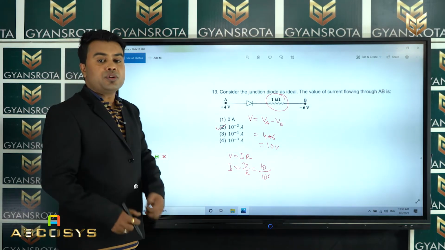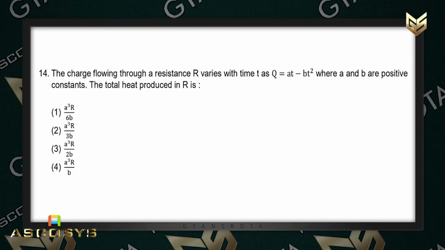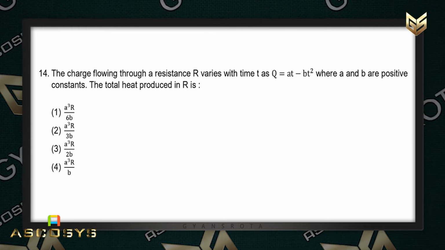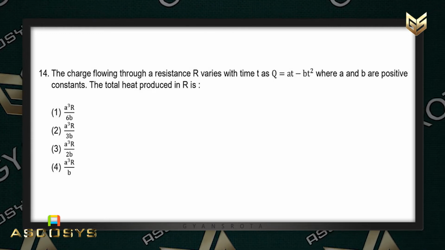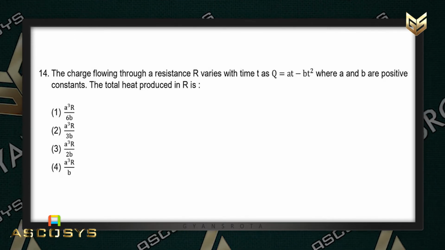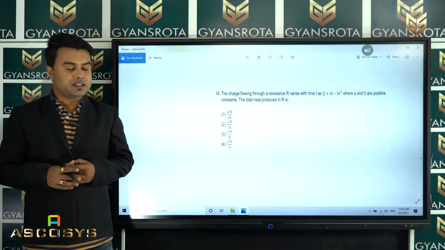Now let us move to the next question, that is question number 14. A charge flowing through a resistance R varies with time t as q equals at minus bt square, where a and b are some positive constants. The total heat produced in R is how much? So you need to calculate the total heat.